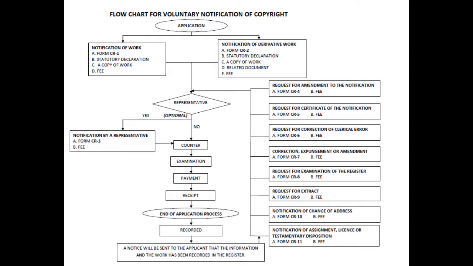Then, how can the audience apply for copyright? There is a flow for application for notification of copyright. There are two types: notification of works and notification of derivative works. First, for notification of works, you must fill Form CR1, a statutory declaration, a copy of the work and some fee. The second is notification of derivative works. You must fill Form CR2, a statutory declaration, a copy of the work, related documents and also some fee.